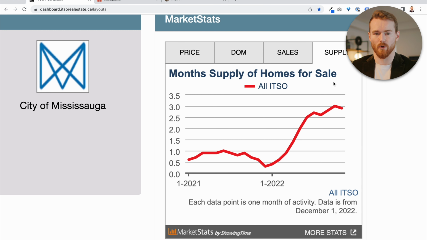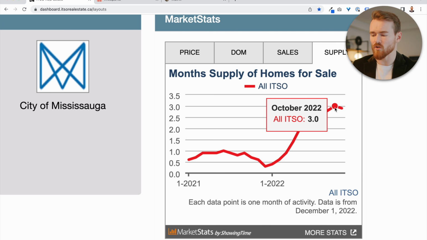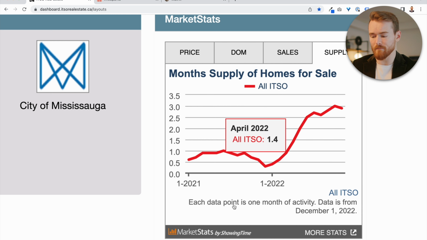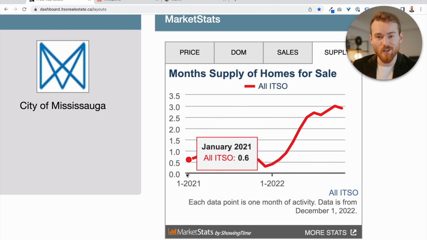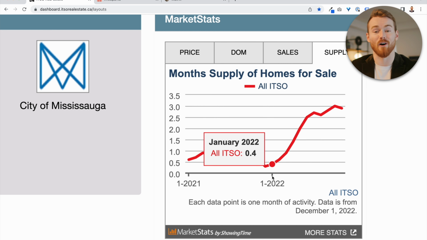Supply tells us how many houses are available on the market relative to the number of buyers that are out there. Right here, you can see that we have a 2.9 supply, or 2.9 months worth of houses for sale, okay? And it says below, each data point is 1 month of activity. So as we scroll through, we're looking at each month, going from January 2021 all the way over to the first month of 2022, and that's the second little sliver there on the x-axis.